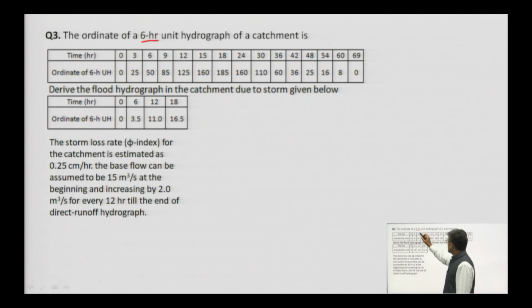Ordinates of the unit hydrograph have been calculated for a 6 hour storm. The discharge values in the catchment at different time intervals are shown by these ordinates.